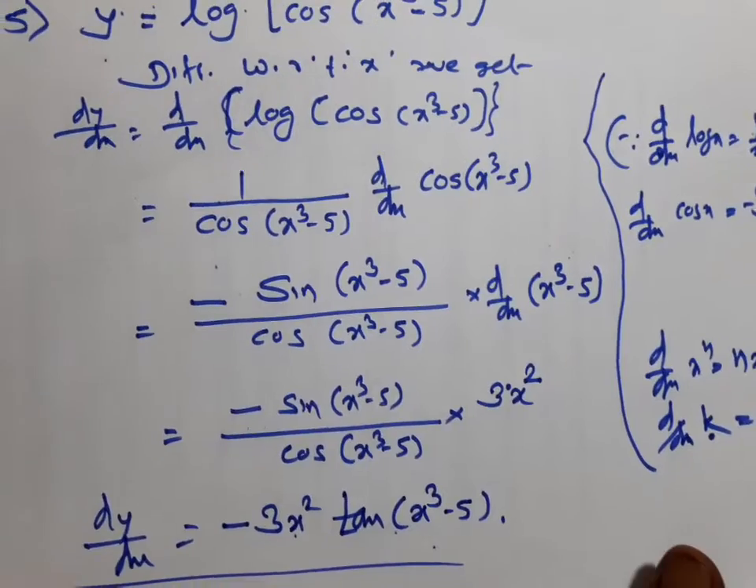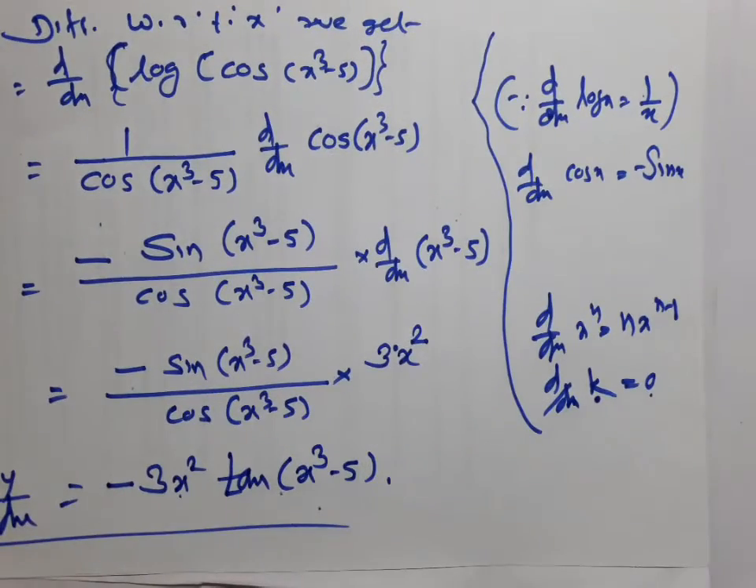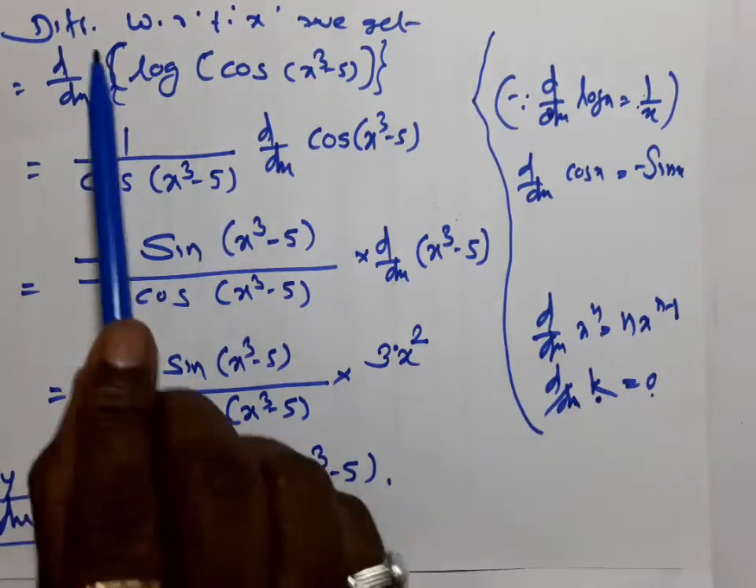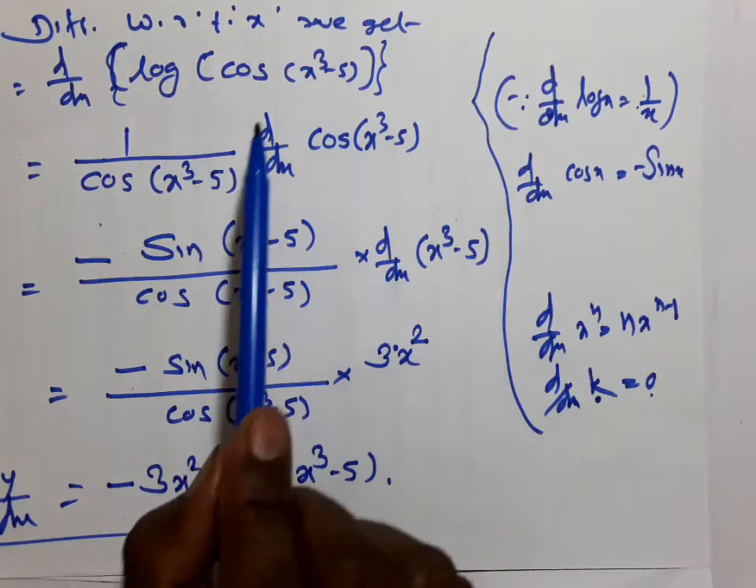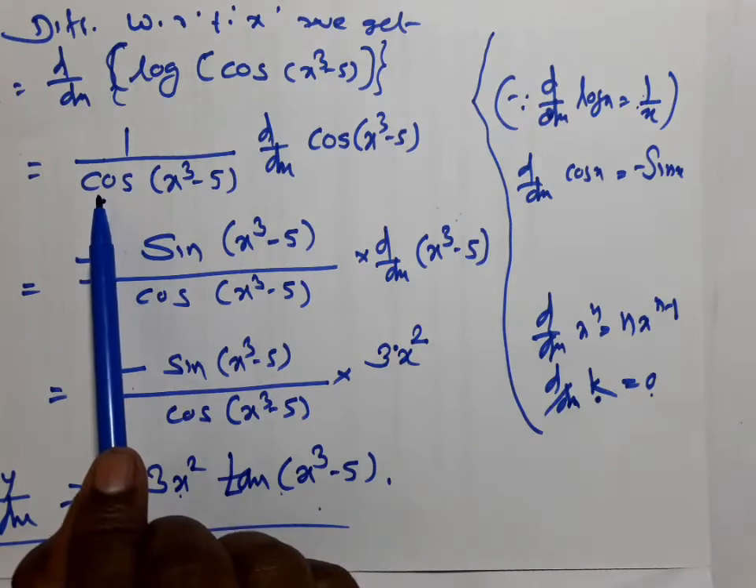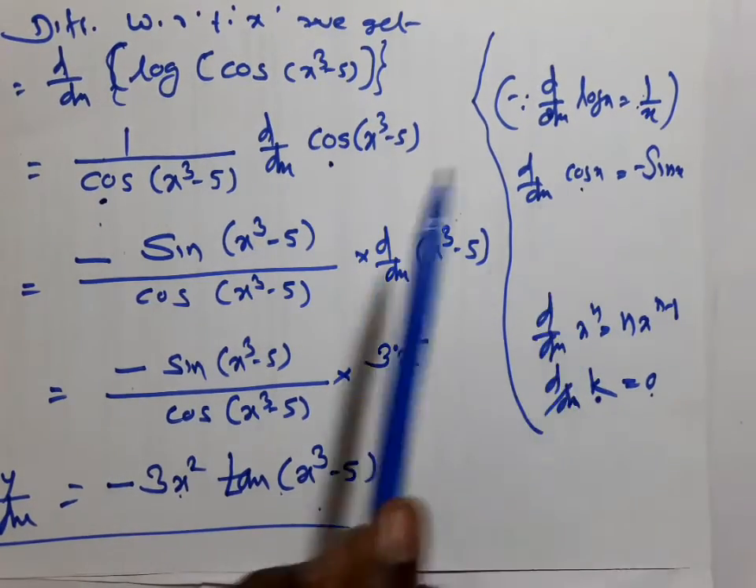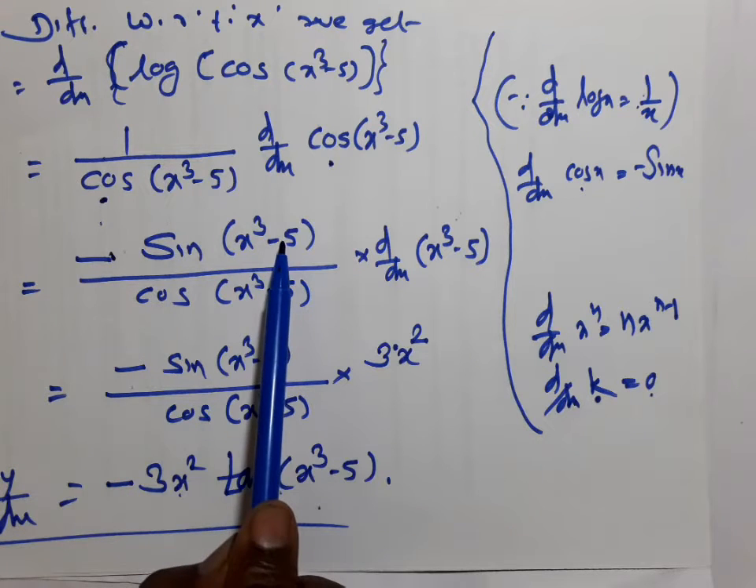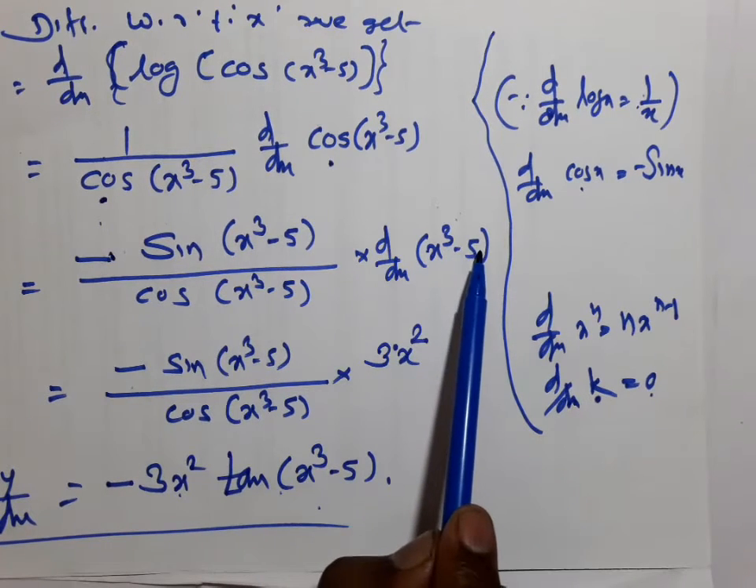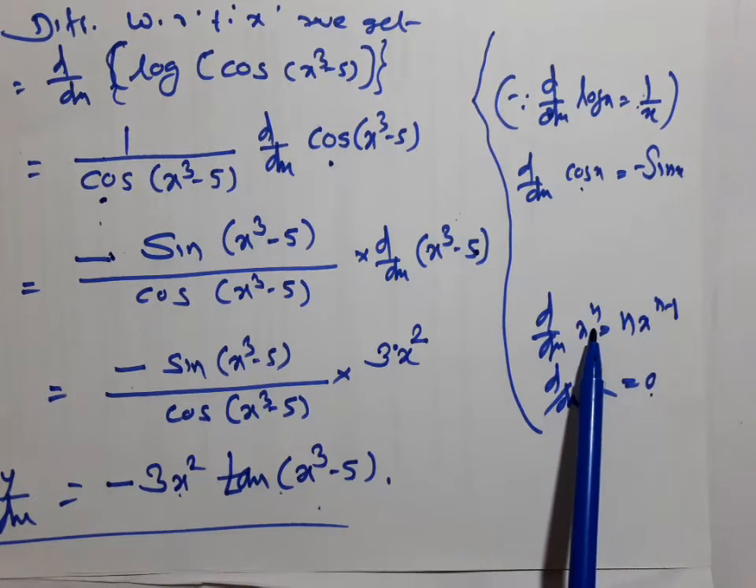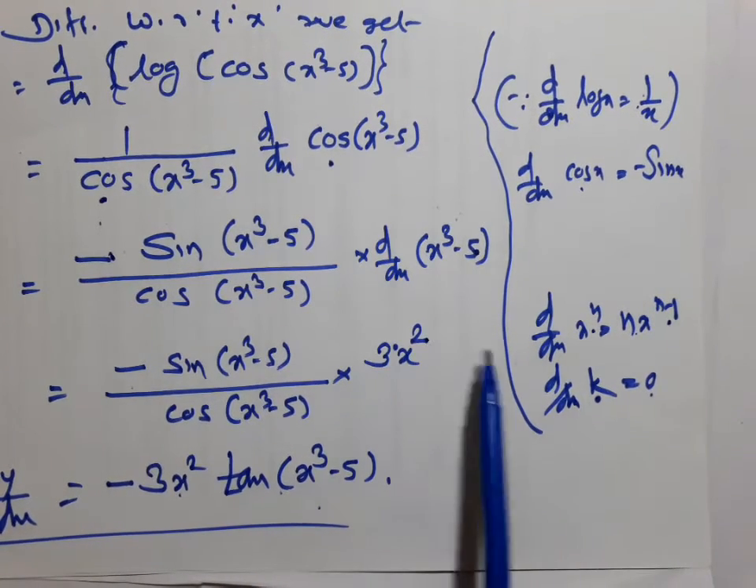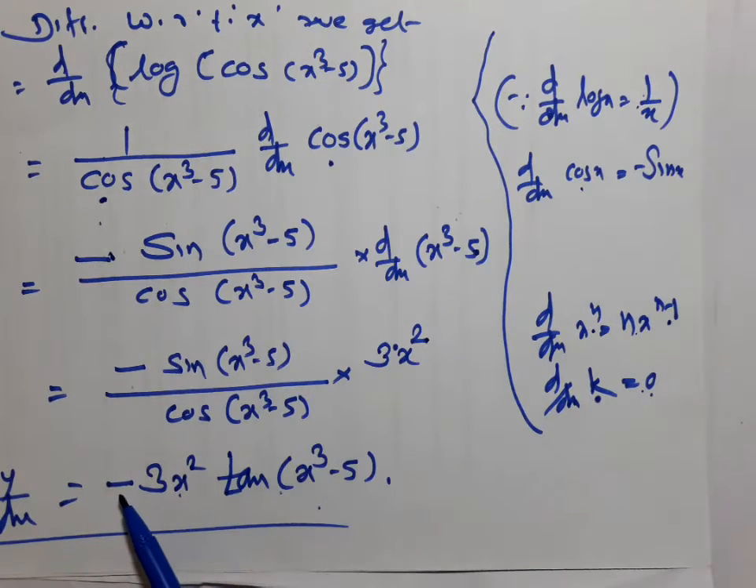Understood? Listen, I am repeating again. The first function is log, so it is 1 upon something, whatever the function. But since its derivative is not equal to 1, we derive this function again with respect to x. What is the derivative of cos? It is a minus. But again, inside it is a composite function, the derivative of x³ − 5. Now what is the derivative of x raised to n? n x raised to n minus 1. So 3x², and the derivative of a constant is 0. So finally this answer is minus 3x² tan(x³ − 5). I hope you understand this.